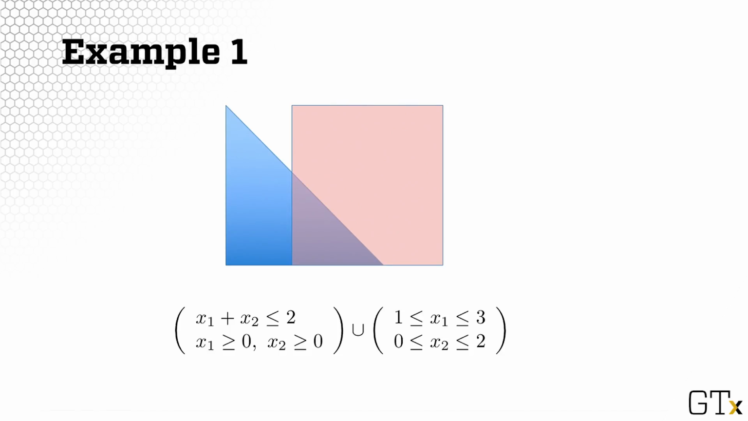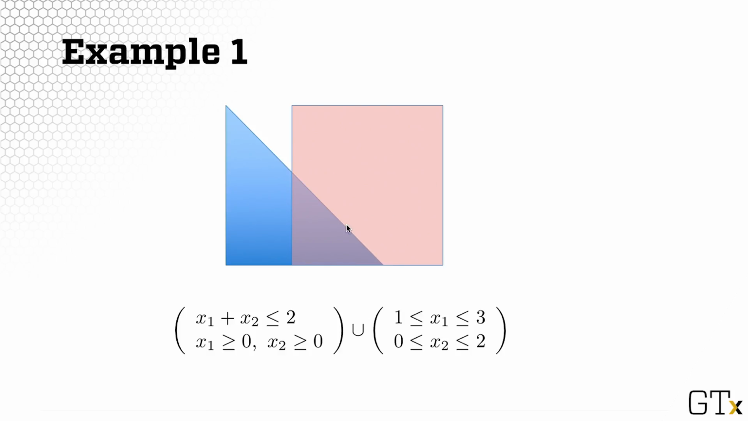So here is a simple example in 2 dimensions. We have one system: x1 plus x2 is less than or equal to 2, which is that constraint; x1 is greater than or equal to 0, which is that constraint; x2 is greater than or equal to 0, which is that constraint. So this particular system defines this blue polytope. In the second polytope, we have x1 between 1 and 3, and x2 between 0 and 2. So that defines this red polytope. And we are interested in modeling the union of these two sets, which is this non-convex object over here.